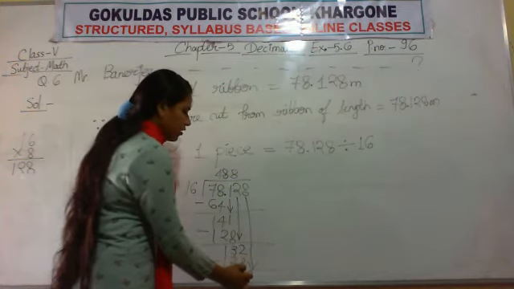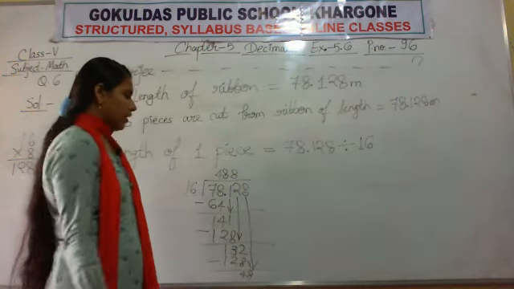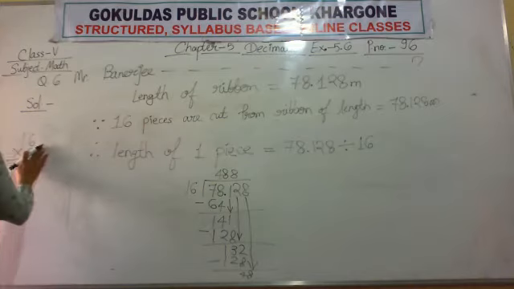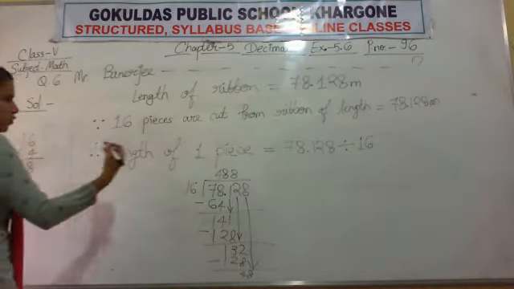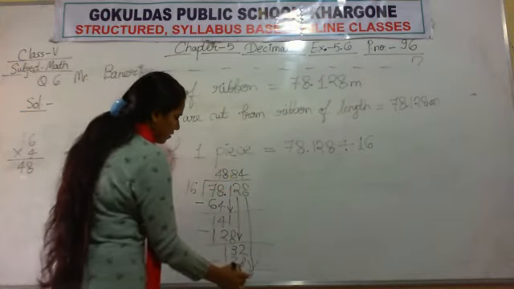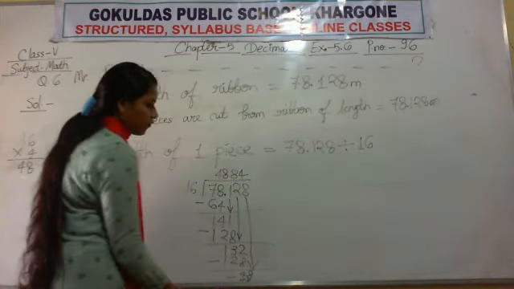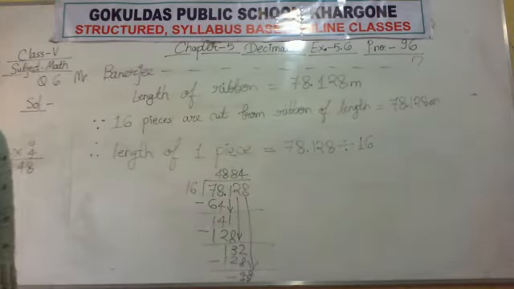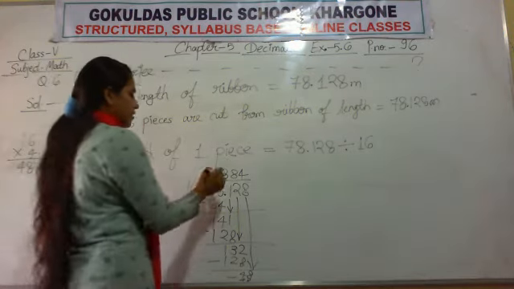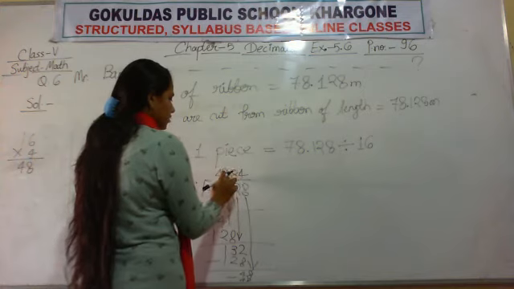Then we need to bring down the next digit, that is 48. And 16 fours are 48. So in 4 times we can divide this. 16 fours are 48, and 48 minus 48, remainder is 0. So our result is 48.